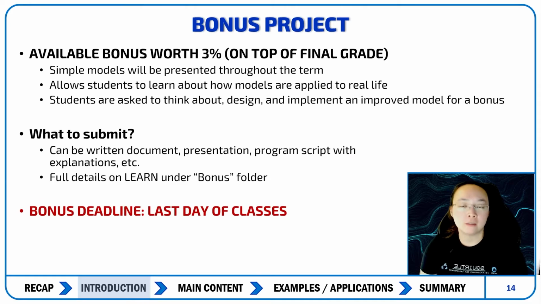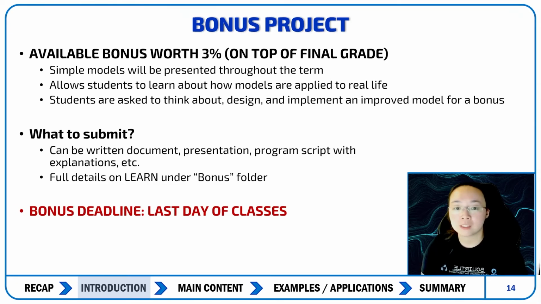So apart from the literature review project, there's also a bonus project. It's worth up to 3% on top of your final grade. Basically, throughout the term, I'll be presenting simple models for macromolecules, whether it's trying to model the electrostatics of DNA or something similar. So for all of these models, these are simple ones, and it allows students to learn about how models are applied to real life. For a bonus, I would like to ask you to try and think about, design, and implement an improved model for any of the models that are presented throughout the course.